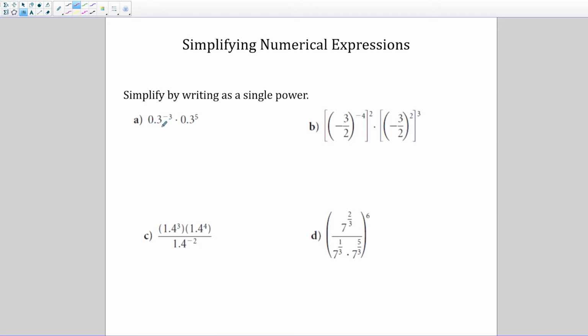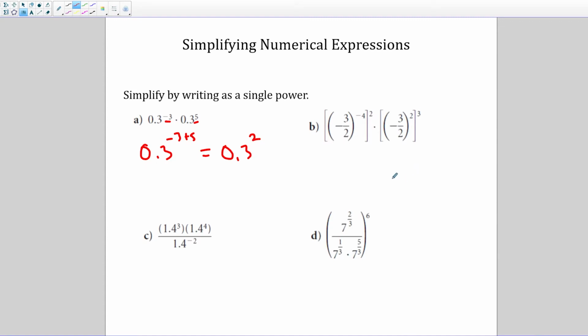Since we have the same base and we're multiplying powers, we're going to add our exponents. So this would be 0.3 to the power of -3 plus 5. And -3 plus 5 gives me 0.3 to the power of 2.